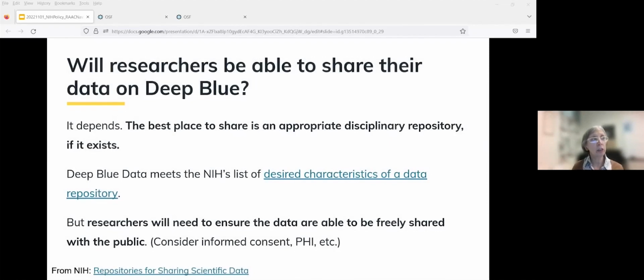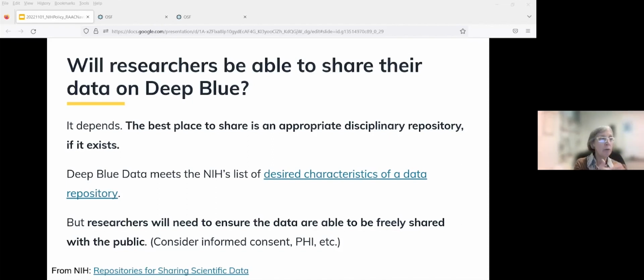So will researchers be able to share their data on Deep Blue? Well, that's kind of it depends. There are always good and appropriate places to share your research data, but on the NIH website, there is a list of repositories, and it's almost kind of a finder tool for repositories. And that's a really good first place to start looking, because if there is a domain-specific repository, that's probably going to already have considered many of those sensitivity questions that you have on your mind.